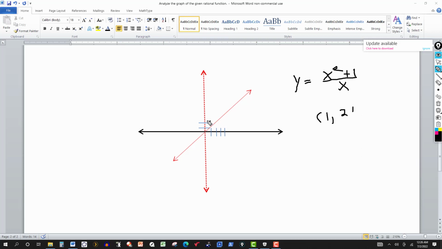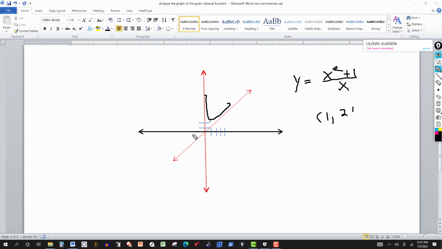And then you can just plot some other points, and you'll see that you have some points over here, some points over here. Just with a couple of points, you can come up with this kind of graph, something like this, looking kind of like a parabola contained in there.